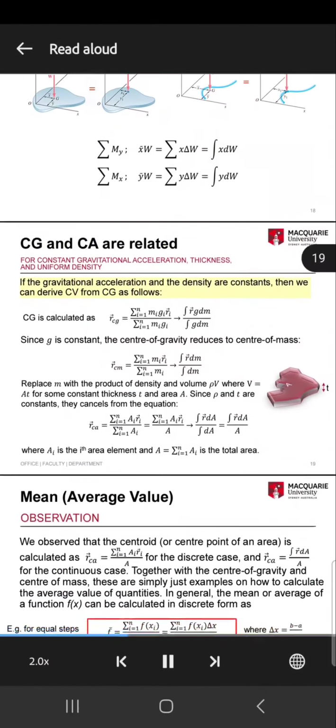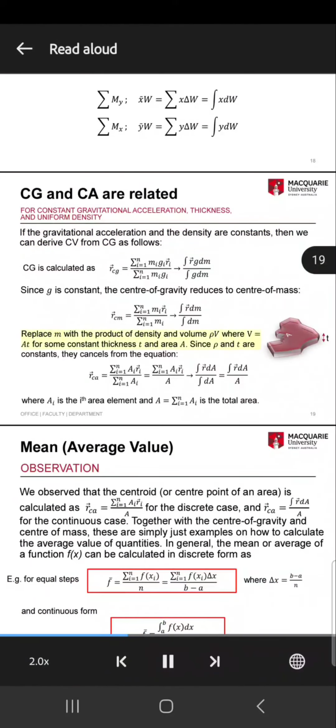The center of gravity and the centroid are related. If the gravitational acceleration and density are constants, then we can derive the centroid from the center of gravity as follows. Replace the weights with the product of density and volume, where V equals some constant thickness times area A. Since density and thickness are constants, they cancel from the equation.